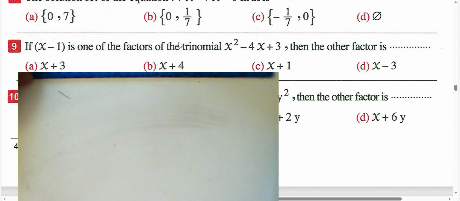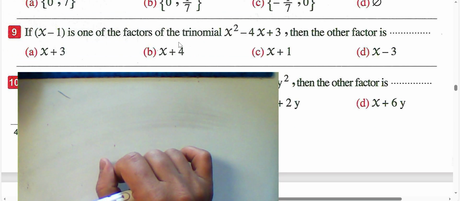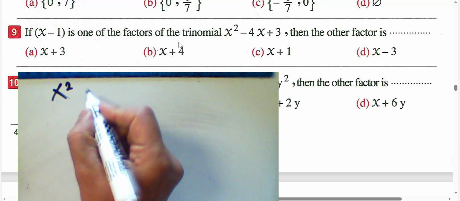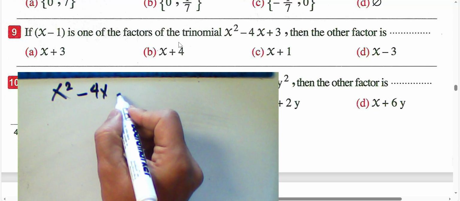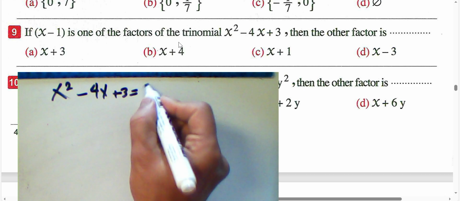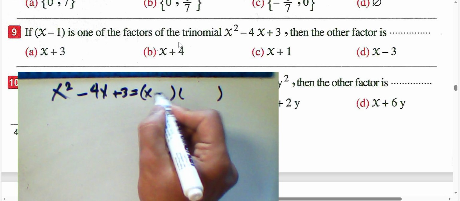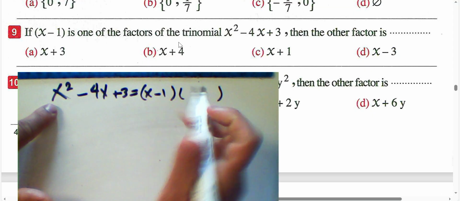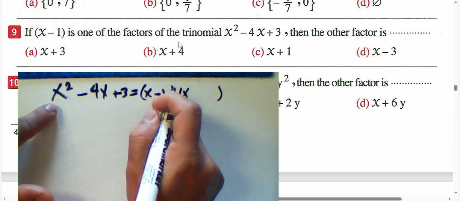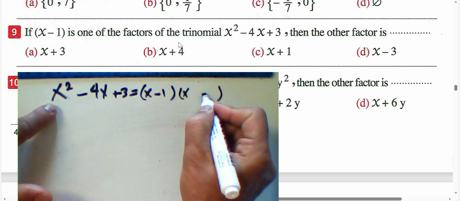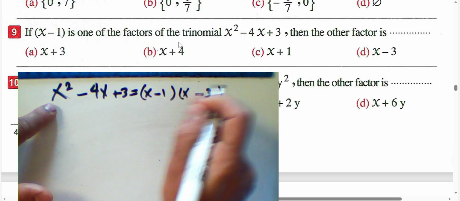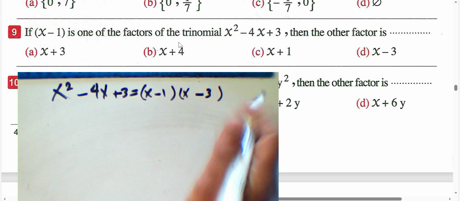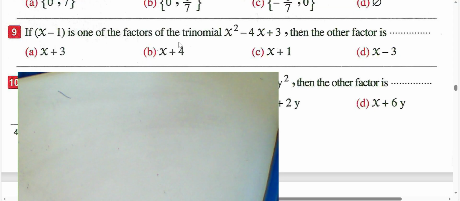Next question. If x minus 1 is one factor of the trinomial, what will the other factor be? x power 2 subtract 4x plus 3 equals. We can factorize the expression. Write x minus 1 as the first factor. Then x power 2 equals x times x, and 3 equals negative 1 times who? Negative 3. Negative 1 times negative 3 equals 3. Then the other factor will be x minus 3. Choose letter D. Next question.